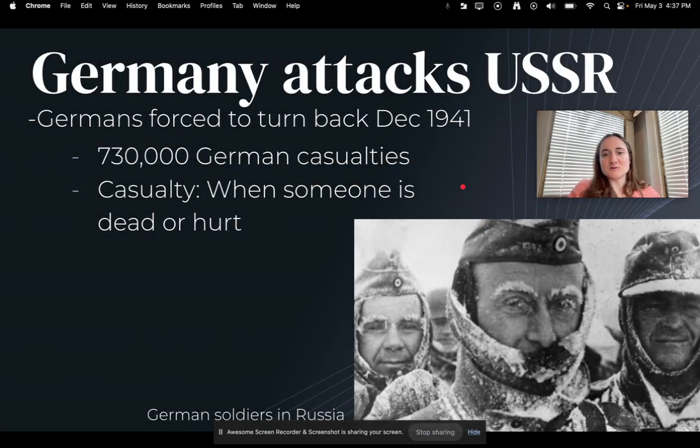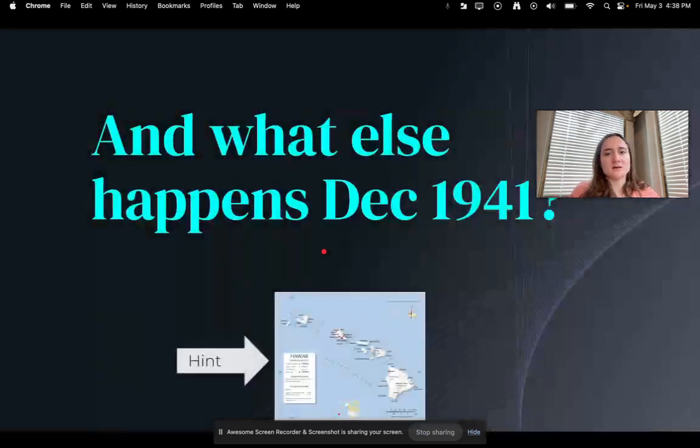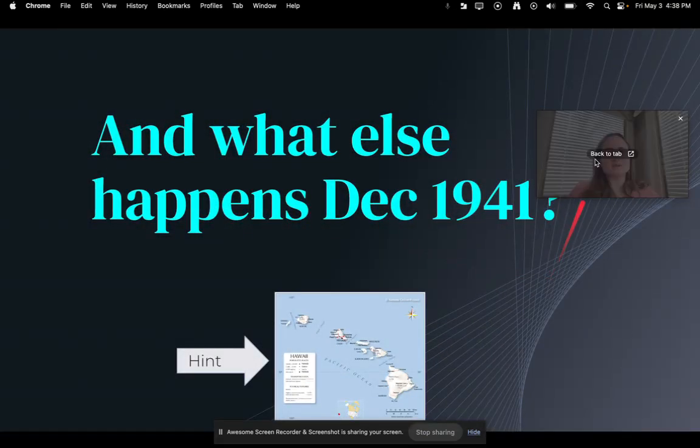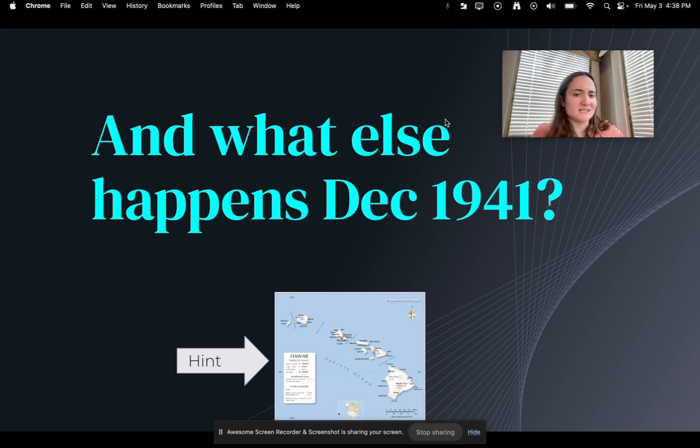German forces were just running out of supplies. They were freezing to death. They were starving to death. They had to turn back in December of 1941. 730,000 German casualties happened because of this. And a casualty does not always mean death. It just means when someone is either dead or hurt. So it could mean death, but not always. And let me ask you something. What else happens December of 1941? There's my hint.